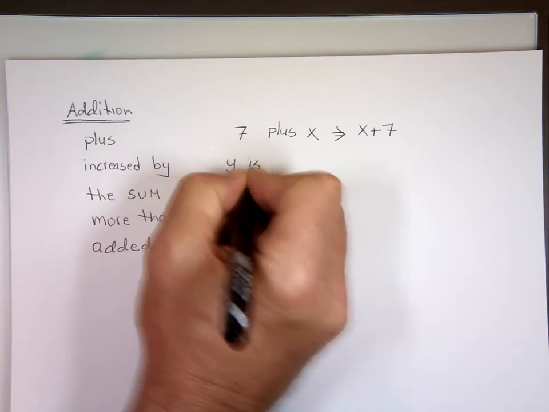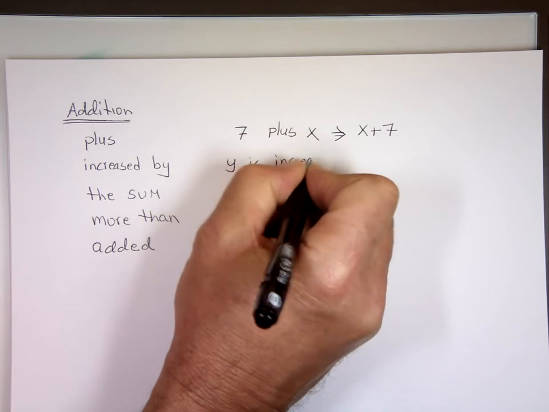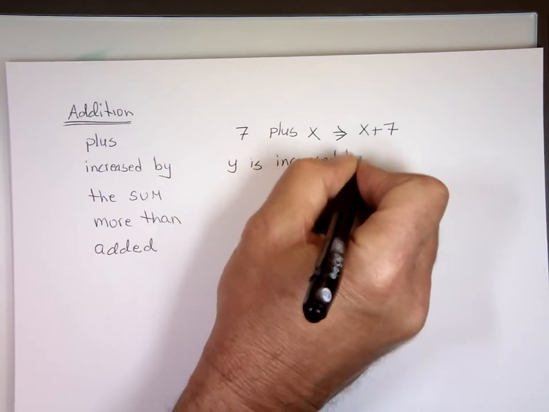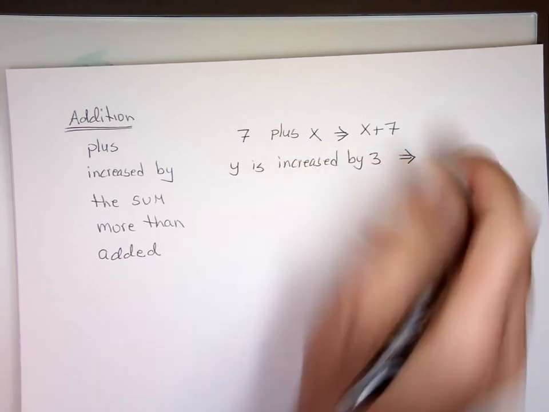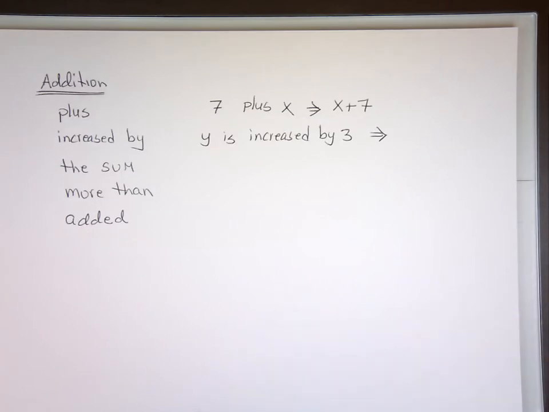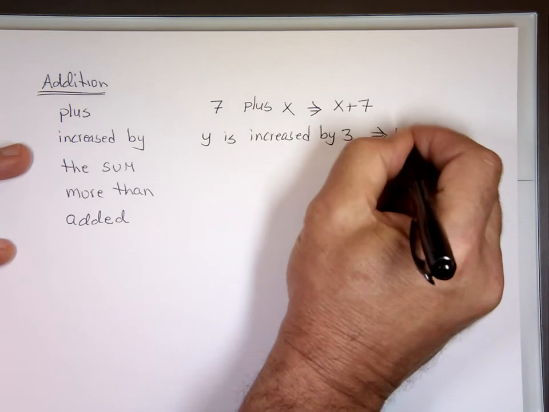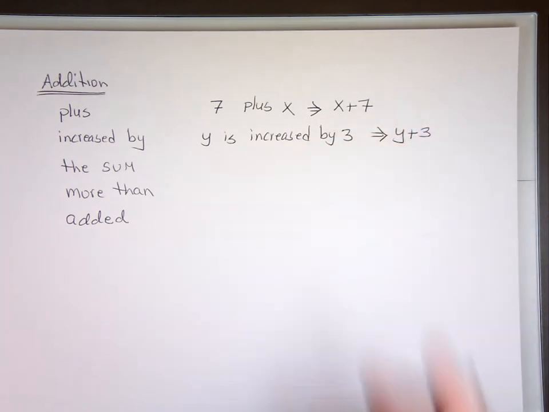Y is increased by 3. That means what? Is it y plus 3 or 3 plus y? It's actually y plus 3. The good news in math is that 3 plus y and y plus 3 are the same for addition. For subtraction, it does make a difference. So it's really y plus 3. You're increasing, just like if I said to you, your age increased by 3. Well, you take your age and add 3 to it. You don't take a 3 and add your age to it.